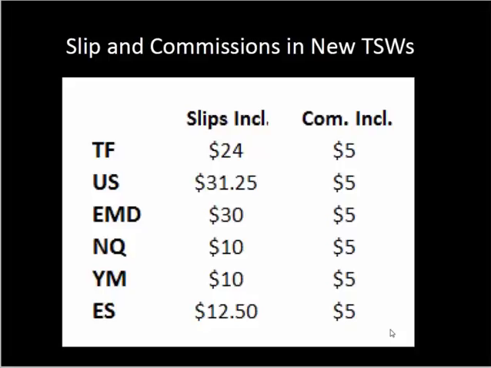Now here's the slips and commissions in the new TSWs. They're all the same, but I've got $24 with the slip in the Russell, $31.25 in the bonds, $30 in the mid-cap, $10 in the NASDAQ, $10 in the mini Dow, $12.50 in the E-mini S&P, and a $5 round turn commission on all of them.